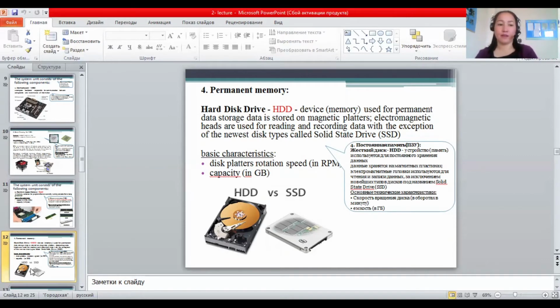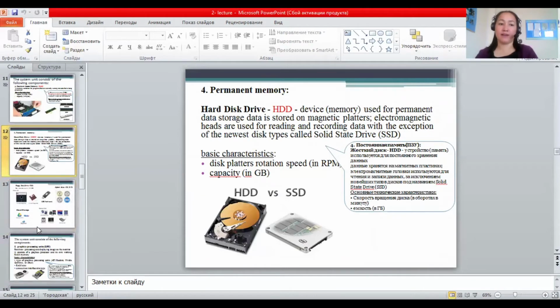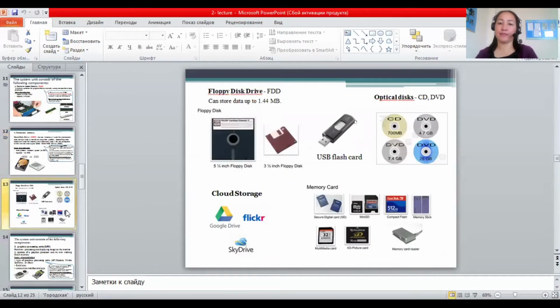Yes. And the next device we show you, we illustrate: floppy disk, type FDD, can store data of 1.44 megabytes. Optical disks, CD, DVD, USB flash card, memory card, cloud storage. We use cloud storage such as Mail.ru or Yandex, Google Drive, SkyDrive, etc.